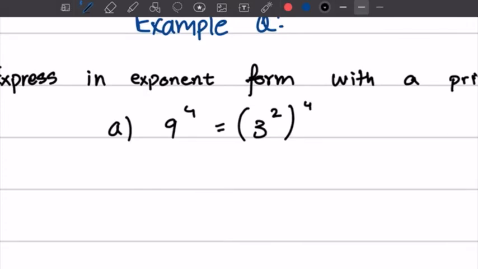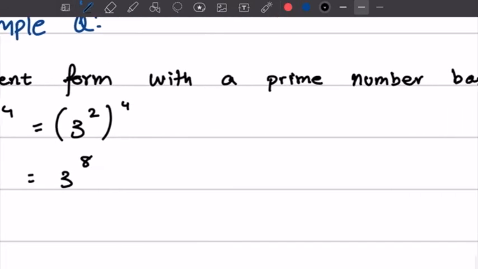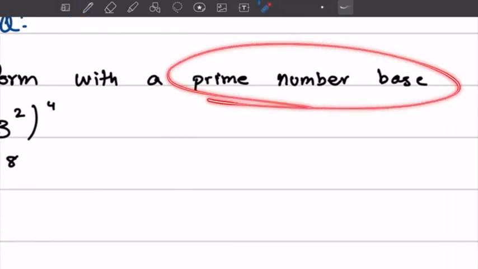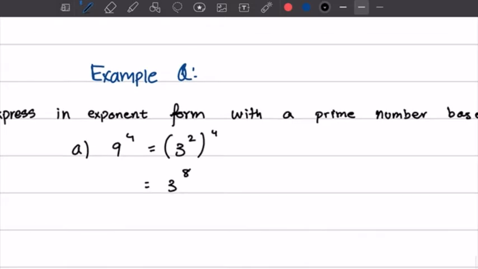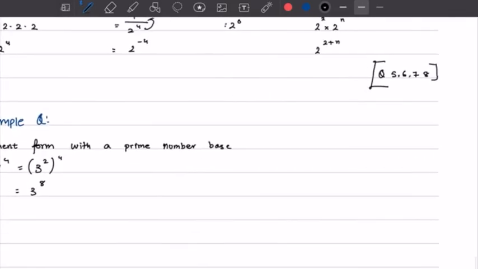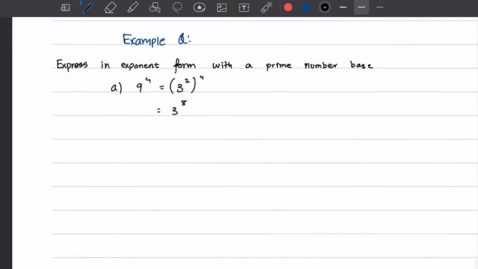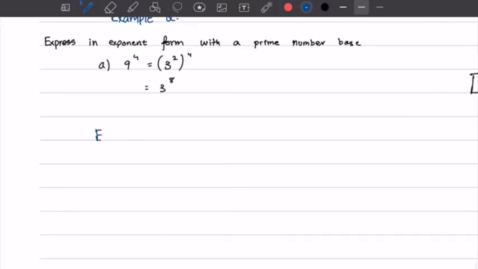Well, this looks familiar. This is kind of like a law we had before. Now, you have 3 to the power of 2, to the power of 4. So you now just get 3 to the power of 2 times 4, which is 8. You have to decide first what the prime number base should be before attempting a question like this, because it asks specifically for a prime number base. To do questions like these, I recommend doing question 9 from exercise 3D.